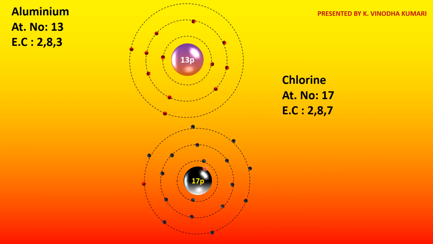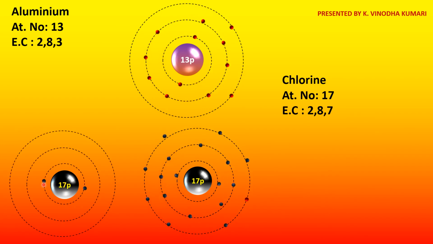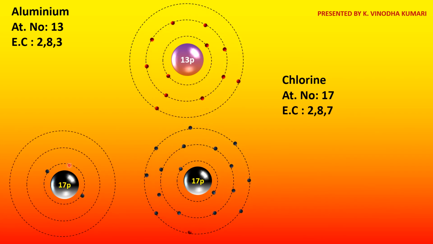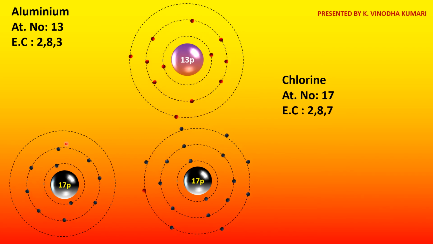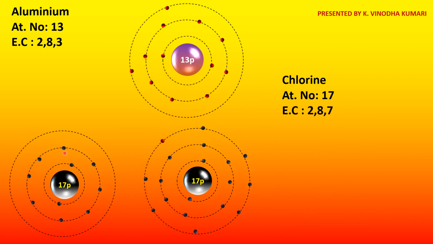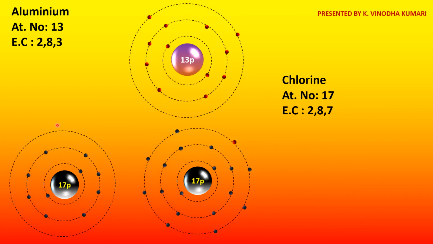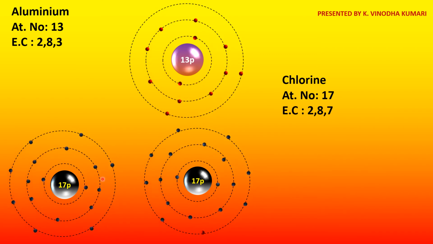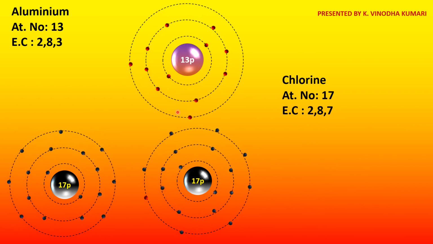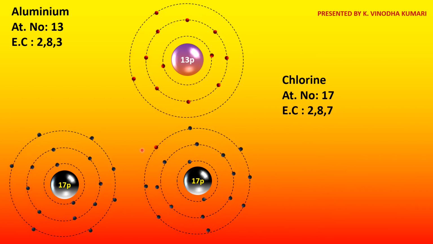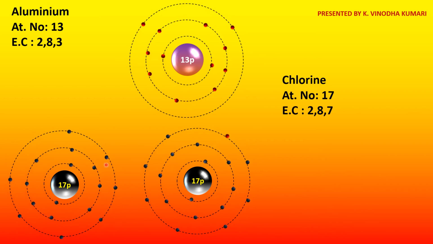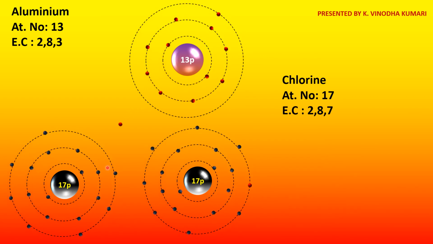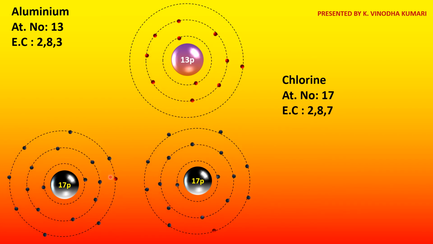So another 2 chlorines will be present which have the same 2, 8, 7. See, this is the second chlorine. It has 2 electrons in the first shell, 8 electrons in the second shell, and 7 electrons in the third shell. So again, it requires 1 electron. So it gains 1 electron from aluminium, and again it gets the octet configuration 2, 8, 8.